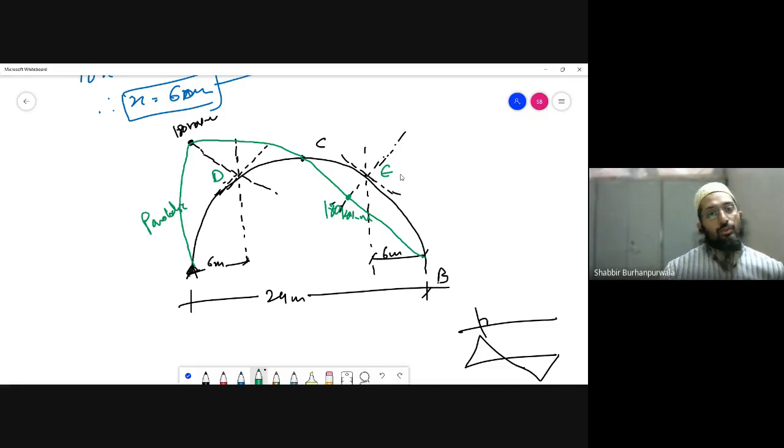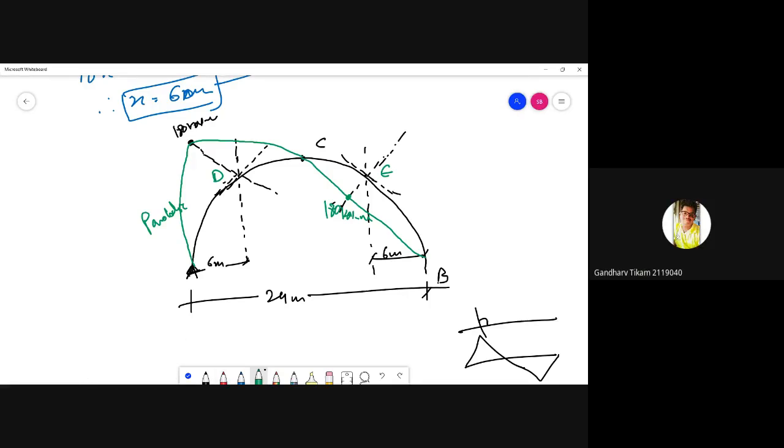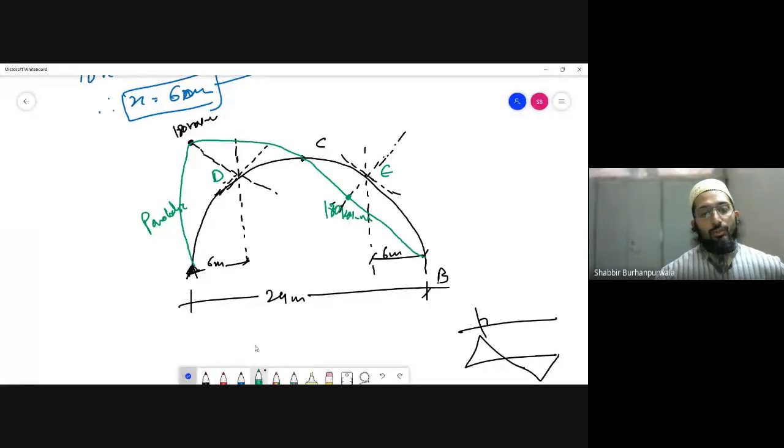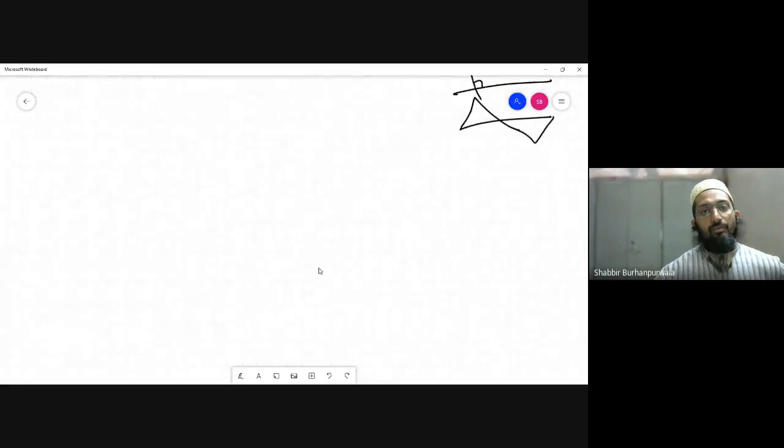Is it clear to you? Do you understand this? Is it clear to you how to make bending moment diagram for arches? Yes, sir. Okay, so now let us proceed to the last part of the problem, which is the radial shear.